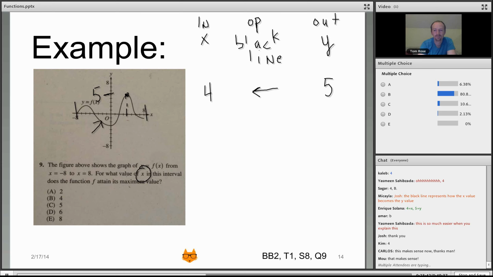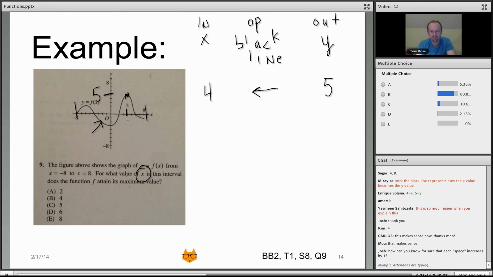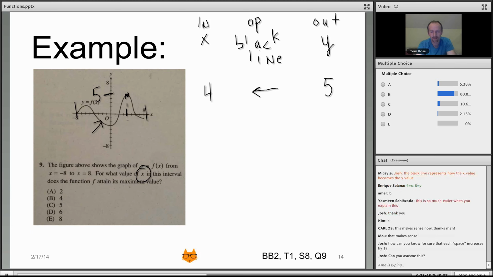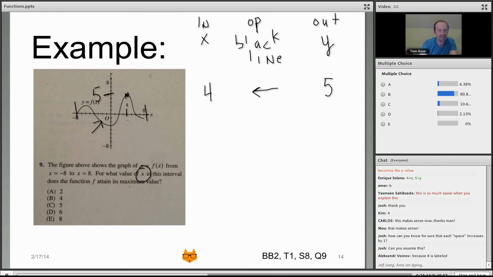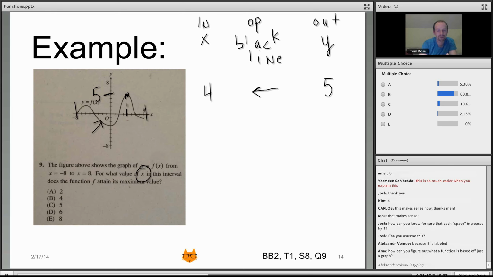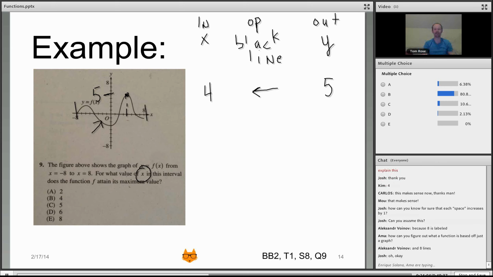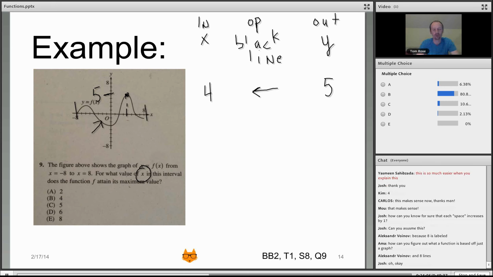All right, any questions here about the input and the output? Just how do you know for sure that each space increases by 1? You know it because they give you the 8s. Right, they give you the 8s and they give you the hash marks. And Josh, you're asking, can we assume this? The things you can assume are that the hash marks are evenly spaced.